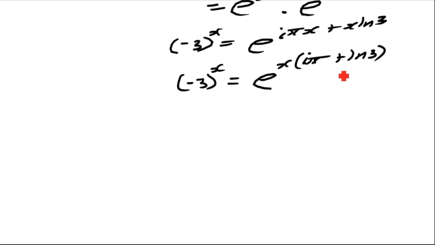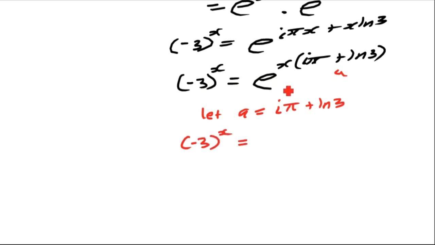So if we let that constant be a, meaning if we let a be equal to i pi plus ln of 3, then what will we have? We'll have negative 3 raised to power x equals exponential i pi plus ln of 3 is a, so it is x times a. That will be exponential ax.